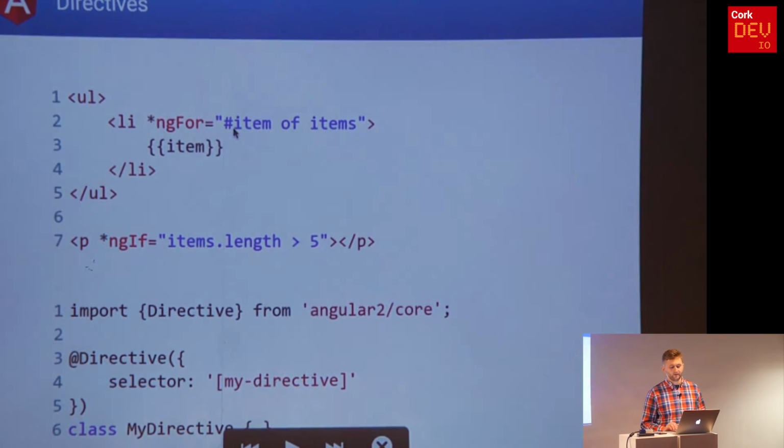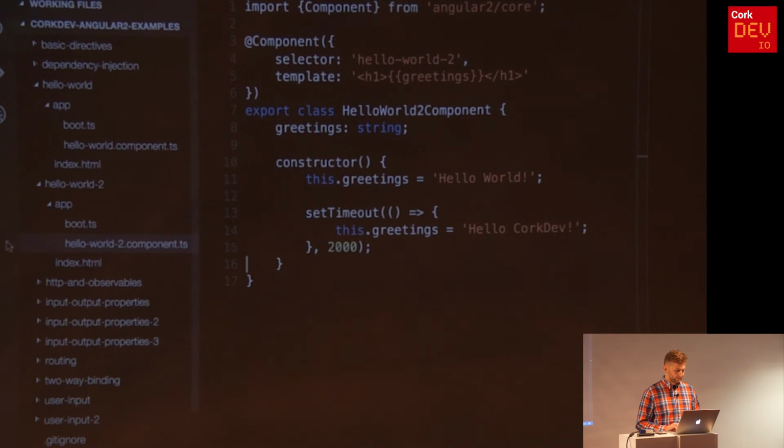The hash means I'm creating a local variable which I can use right here using interpolation. Again, I can access items, let's say an array. I can check if it's higher than 5, and I can display this element. What is important about ngIf is that it's not hiding or showing the element, it's actually removing the DOM element. So if you have quite a lot of data in your div or whatever, it might be quite important for the performance. So yeah, let's have a look at another example.